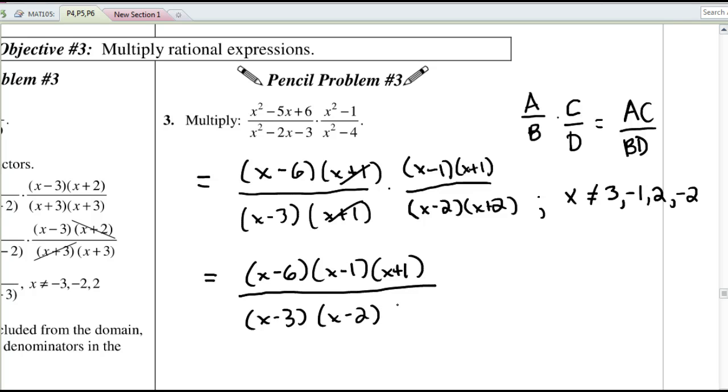x - 2, x + 2, and we got four numbers we're excluding. x not equal to -2 is the smallest, -1, 2, and 3. You don't have to write them in increasing order, but I find it's easier for someone that's either grading them or trying to follow your work. Okay.